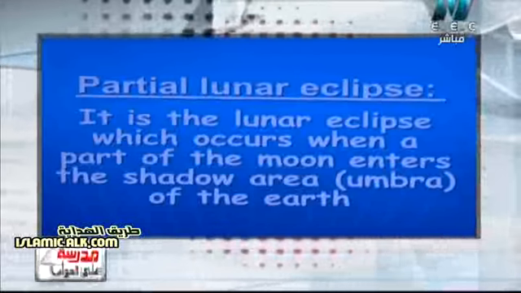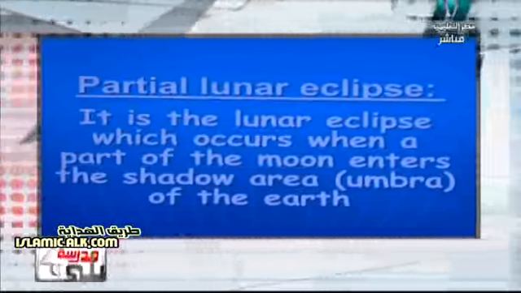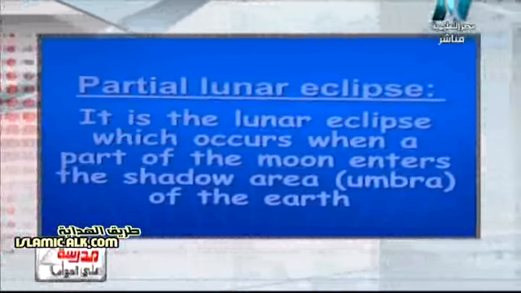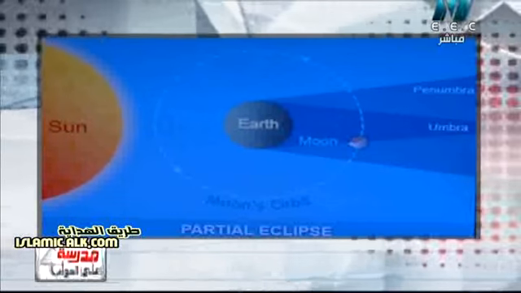So again, what about the partial lunar eclipse? It's the lunar eclipse which occurs when a part of the moon enters the shadow area or the umbra area of the earth. Look here, that's the reason for this partial eclipse of the moon. Here is a part of the moon in the area of umbra and another part in the area of penumbra. So a part of the moon enters the umbra, the completely dark area, and another part is in the area of penumbra. So that's the image of the partial lunar eclipse.